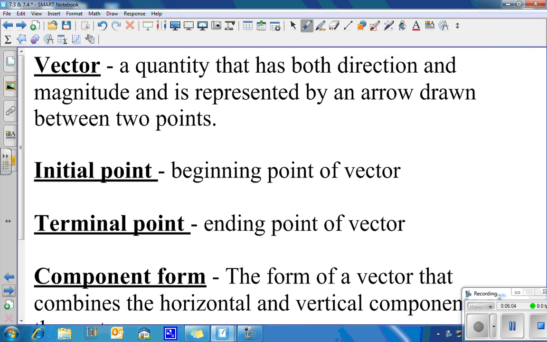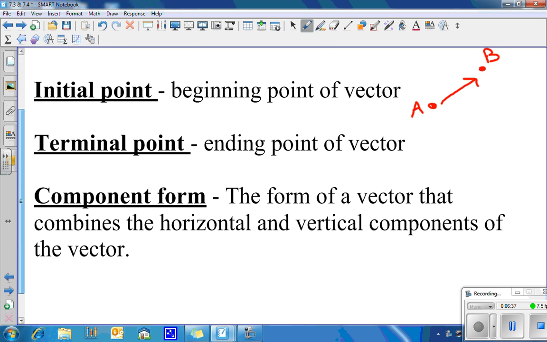A vector is a quantity that has both direction and magnitude, and it is represented by an arrow drawn between two points. Your initial point is the beginning point of the vector, and your terminal point is the ending point of the vector. So you may have something drawn out like A and then a point over here, B, and an arrow drawn between those two. A is your starting point, your initial point. B is your ending point. Okay? That's your terminal point. So you have to look at your picture to know where you start from and where you end.